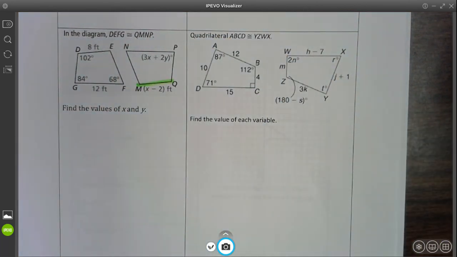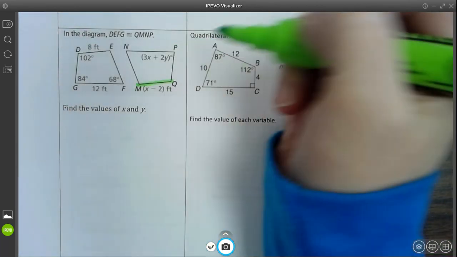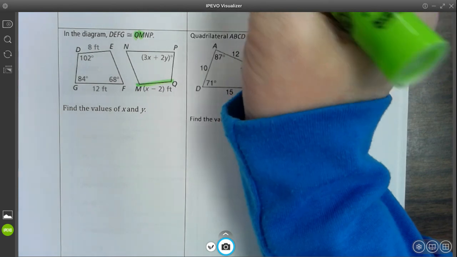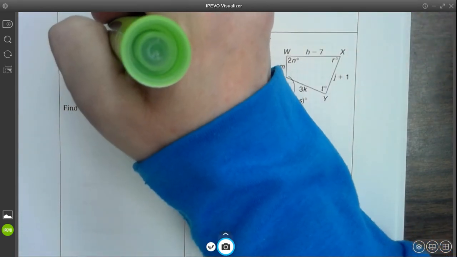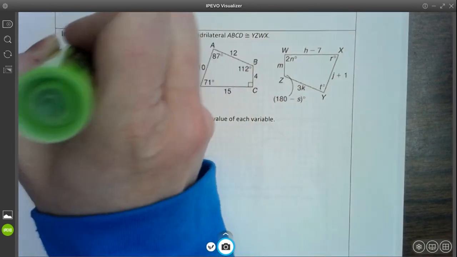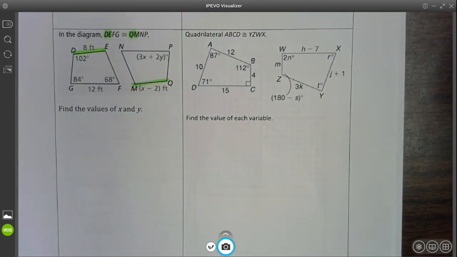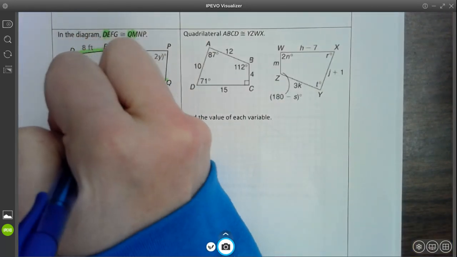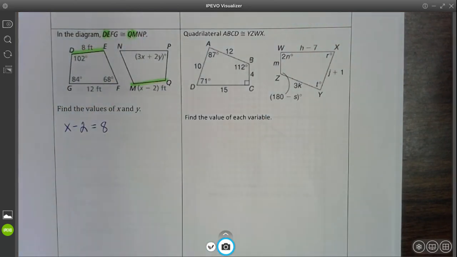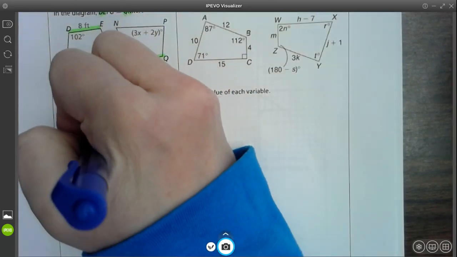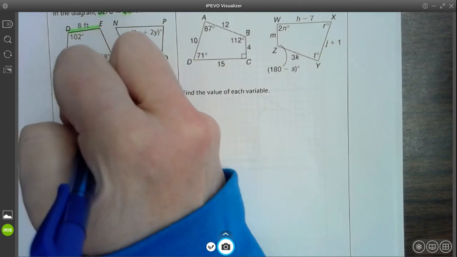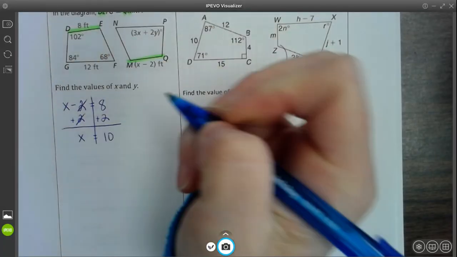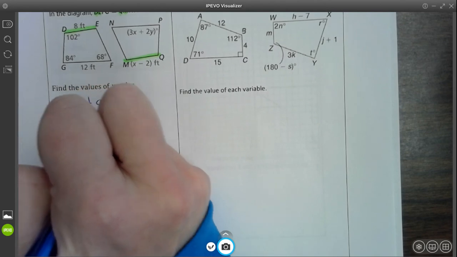Okay, so MQ, if I look up in the congruent statement to see what side that corresponds to, M and Q are the first 2 letters here. So the first 2 letters over here are D and E. So that tells me that MQ and DE have to be the same. Okay, so I'm going to start by writing X minus 2 equals 8. And now I'm going to go ahead and solve that equation. So I'm going to start by adding 2 to both sides, and I would have X equals 10. Okay, that's my first answer.